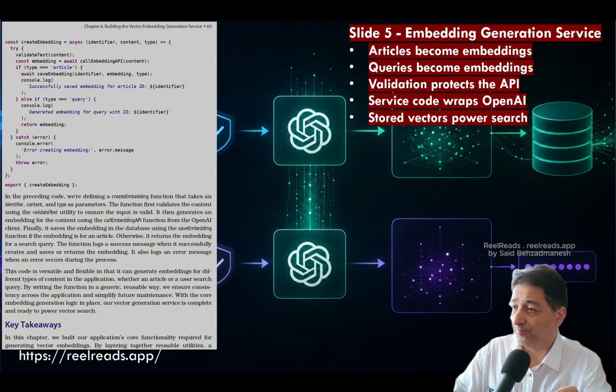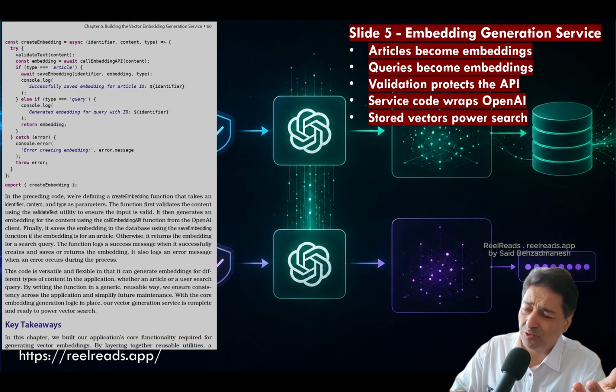regenerate embeddings. Visual evidence, page 72, subject: create embedding validates content, calls the embedding API, saves article embeddings, and returns query embeddings. Strength: one reusable function supports both content indexing and search time queries. Shortcoming: reuse must be handled carefully.